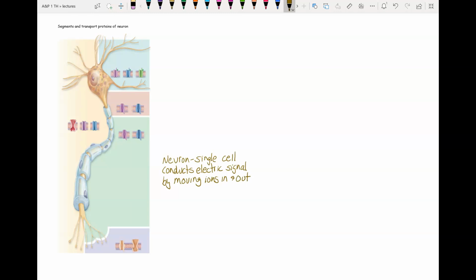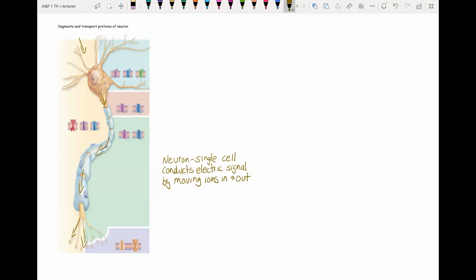And this signal is one way. So it enters through this part of the neuron. It moves through like this. And then you get down here, and that's where you then transmit the signal to something else.